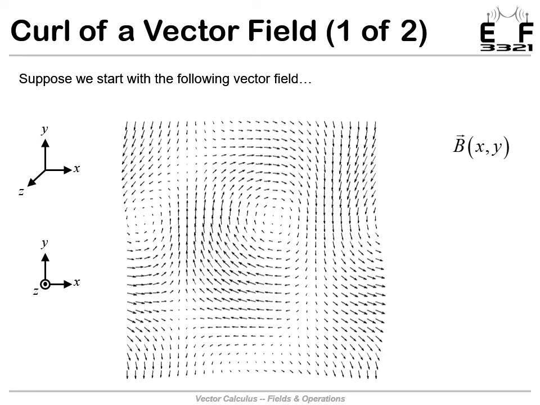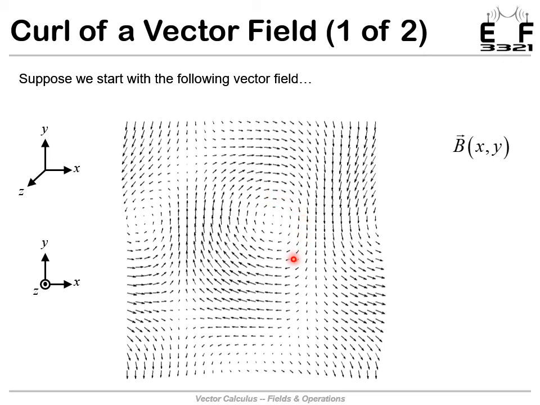The next operation we'll talk about is curl. This is an operation performed onto a vector field, and it calculates another vector field. The curl of a vector is the tendency of that vector field to rotate about some axis. And if we look at this vector field long enough, we can actually see several areas where this field appears to be rotating about an axis.